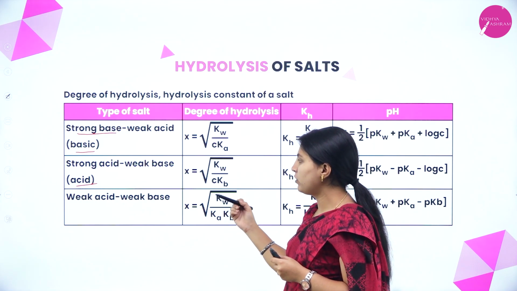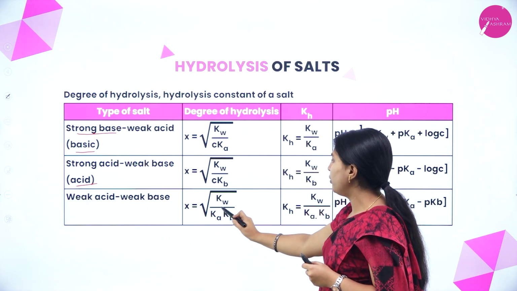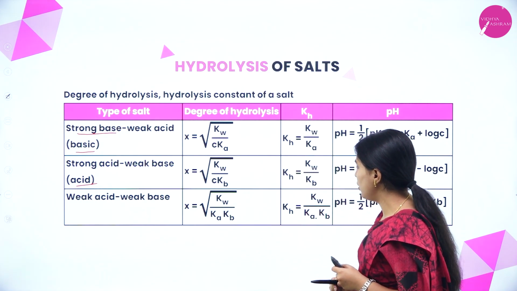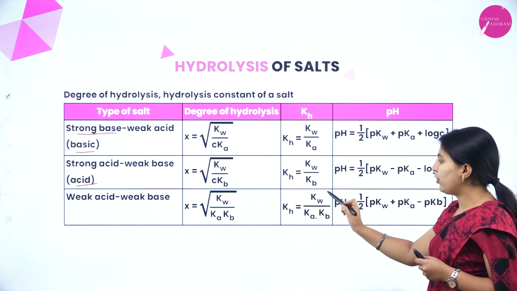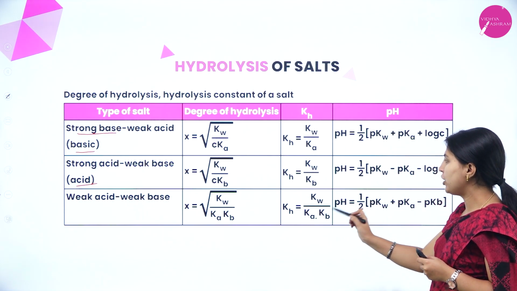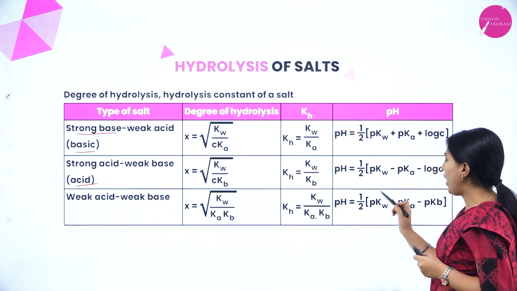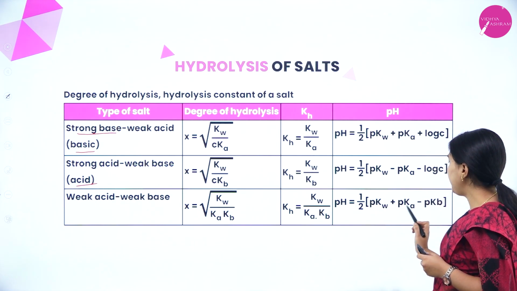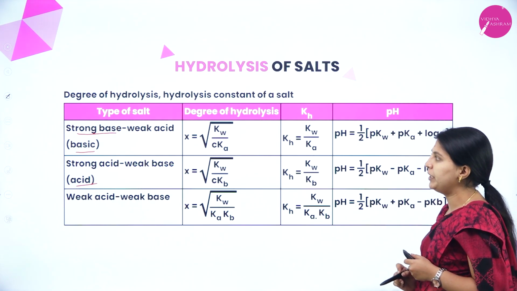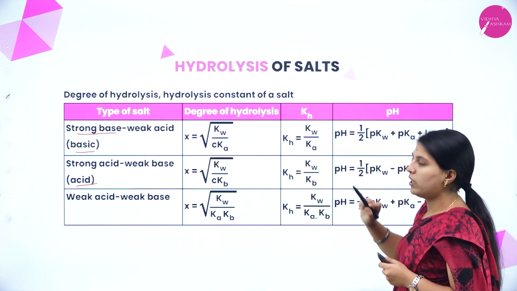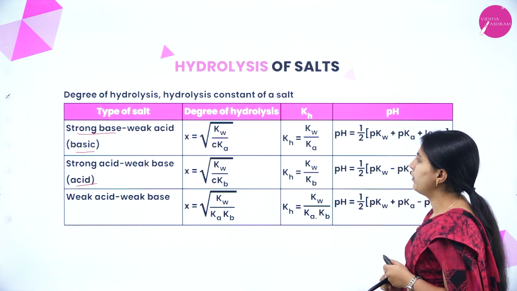Weak acid, weak base, almost neutral. x equals root of Kw by Ka into Kb, Kh equals Kw divided by Ka into Kb, pH equals half of pKw plus pKa minus pKb. These are the formulas which will be used for numericals.